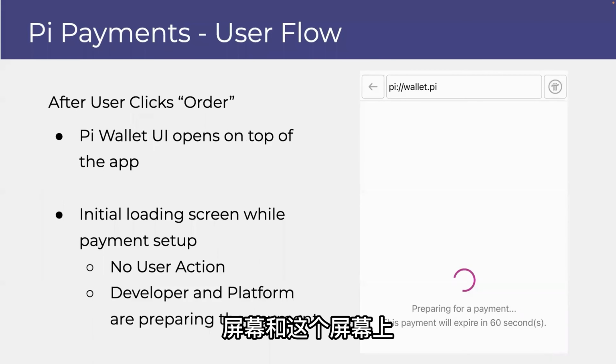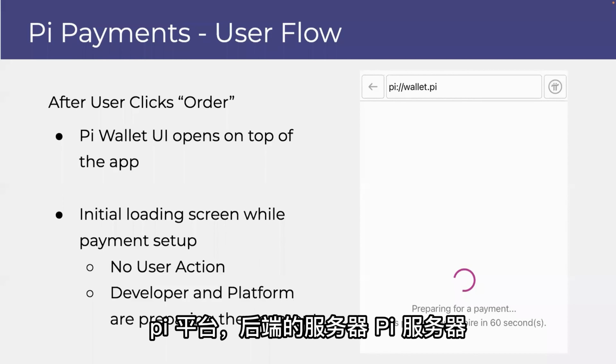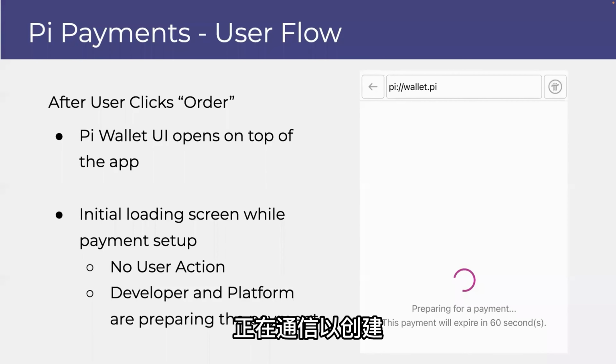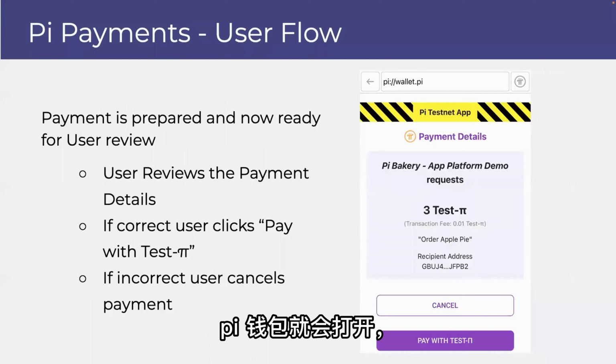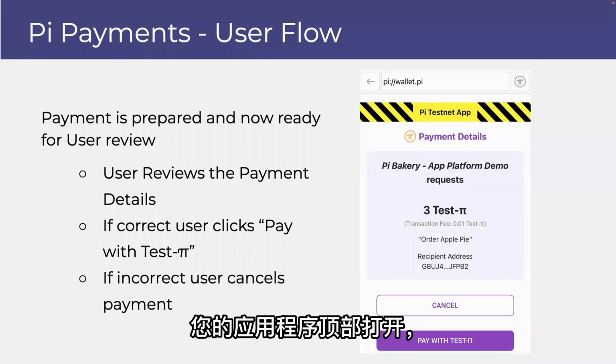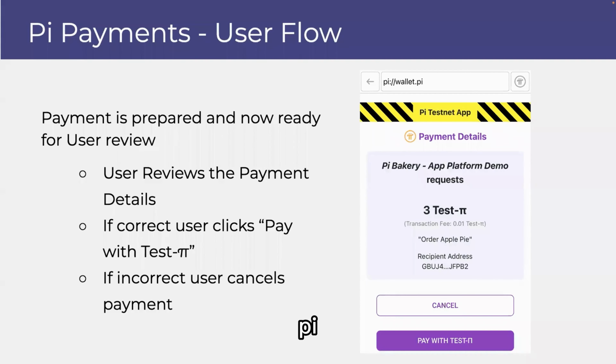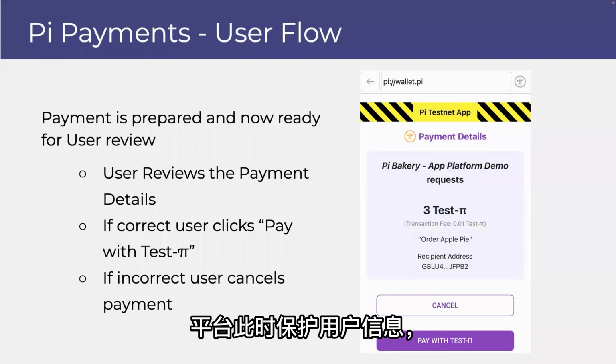On this screen, the user is not quite sure what's going on. However, the developer and the Pi platform, the Pi servers on the back end, are communicating to create the payment. Once the payment has been created, then the Pi wallet opens up. The Pi wallet will open over top of your application. That is how it is intended, and this allows the Pi platform to protect user information at this point.